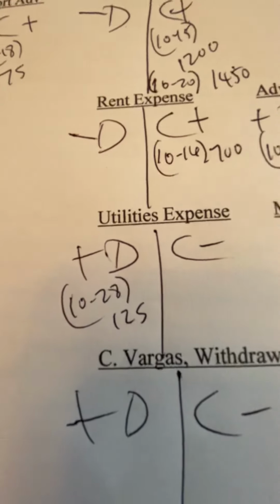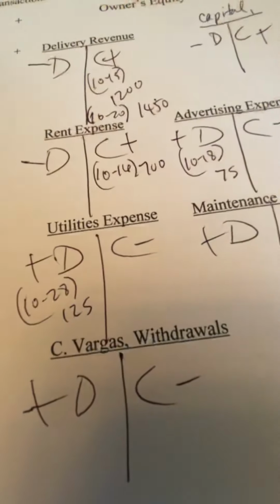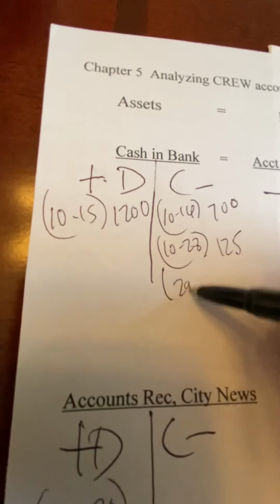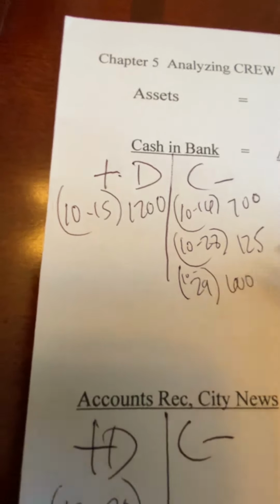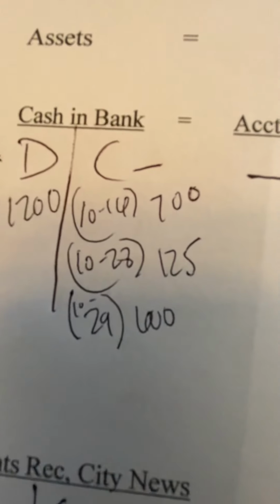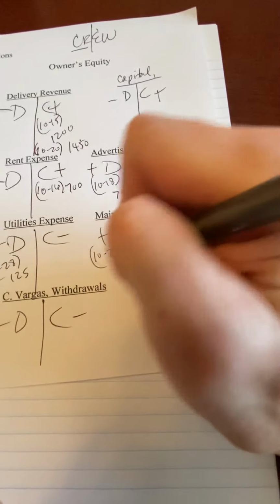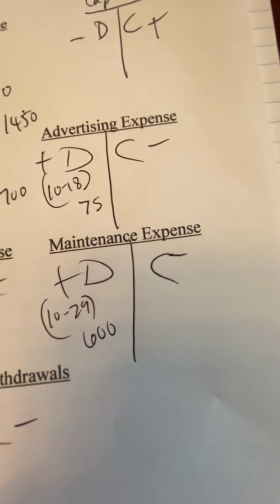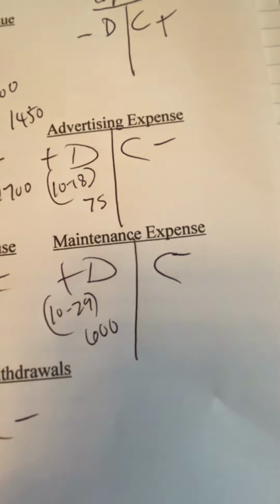Okay, and then finally, we wrote a check for $600 to have the office repainted. So on the 29th, 10/29, we have $600 coming out of Cash and Bank. Why? Because we had the office repainted. And so on the 29th, maintenance expense is debited $600. I think I lied to you. We do have one more transaction.